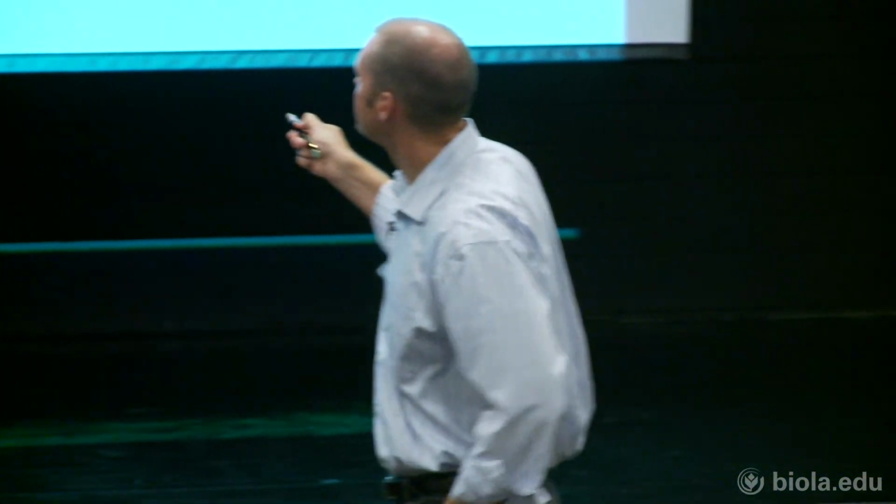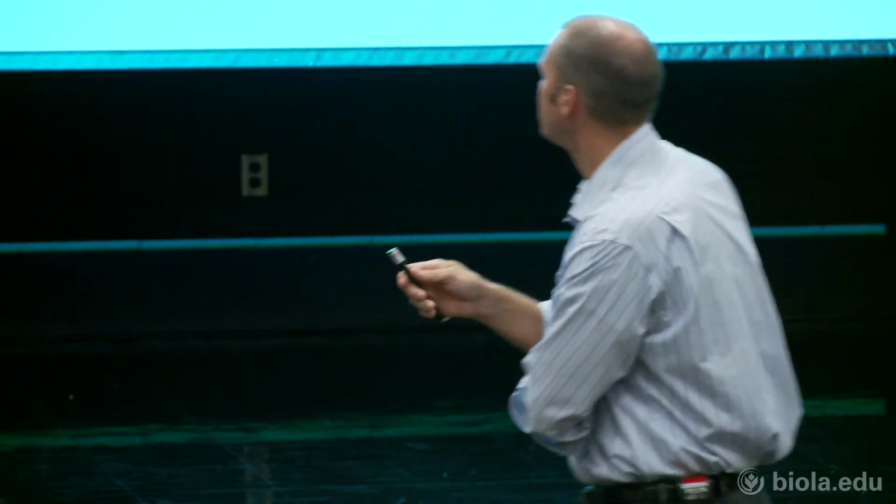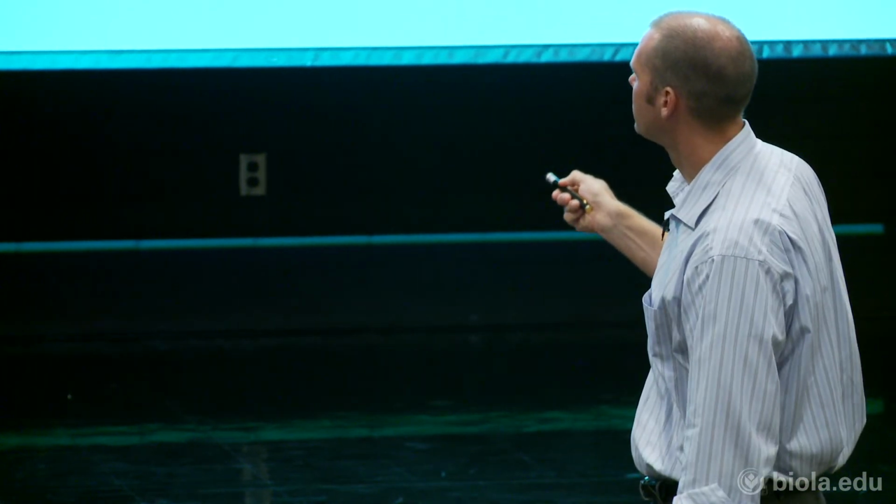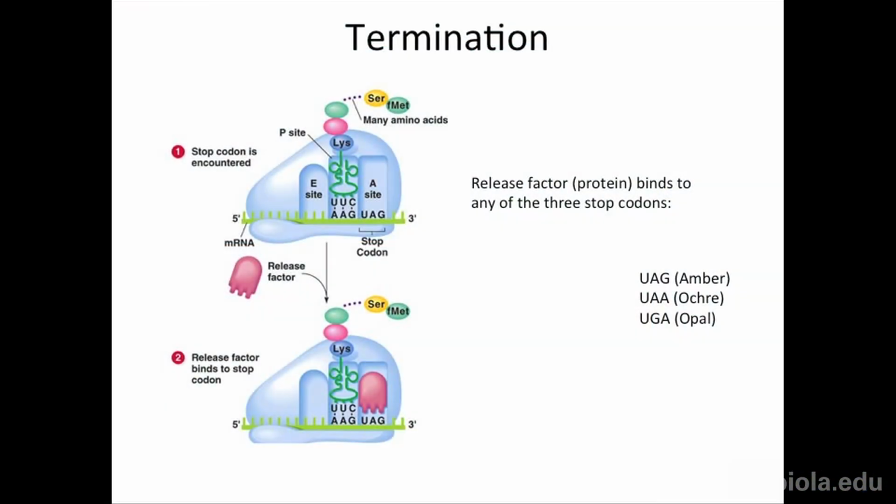When a stop codon enters that A site, something unique happens. There are no tRNAs that correspond to any of the stop codons. Okay? So there's no amino acid that's going to be brought in. What binds to that is actually a protein called the release factor. Okay?